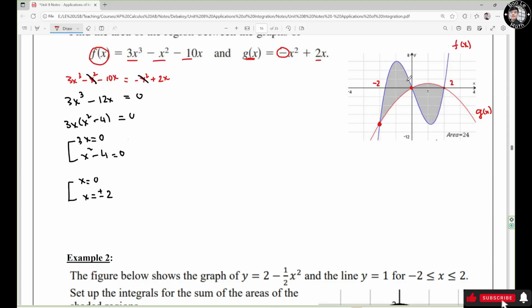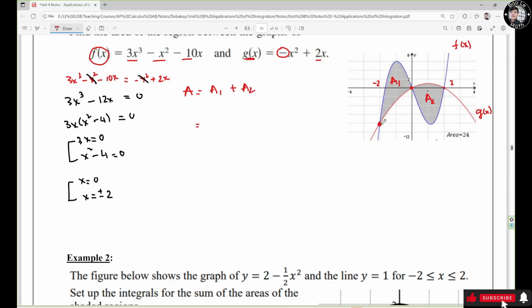So you're going to split these regions into two regions. The first one is A1 right here. The second one is A2. So the error equals A1 plus A2.